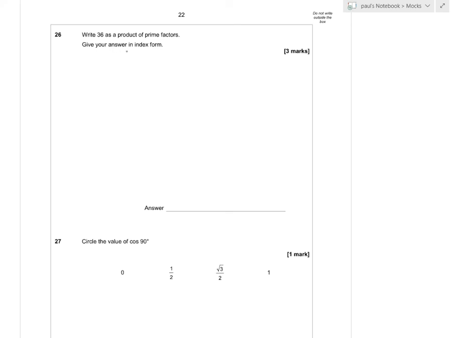As a product of prime factors and give your answer in index form. So I'm going to do a factor tree. I'm going to go 2 times 18, there's a prime, and 2 times 9, there's a prime, and 3 times 3, there's primes. So it's 2 times 2 times 3 times 3, but in index form, it's going to be 2 squared times 3 squared.